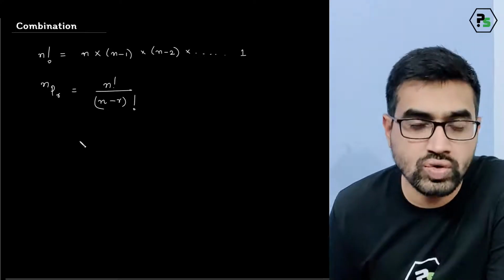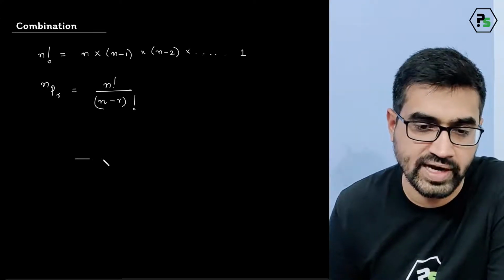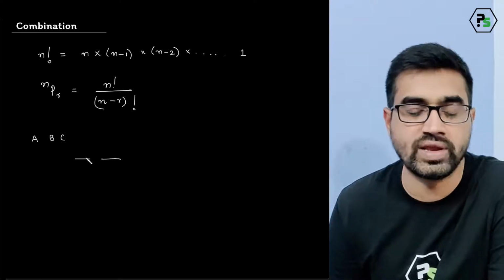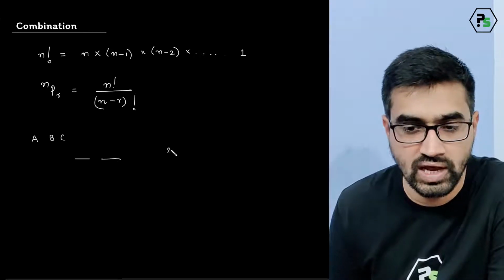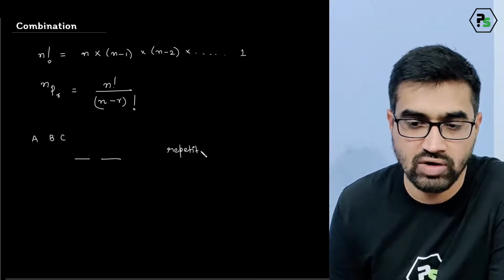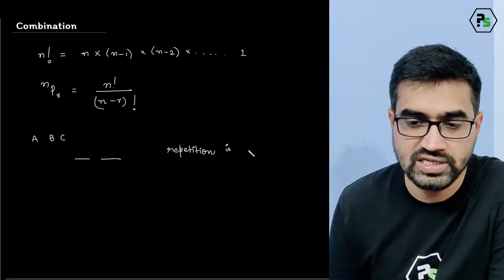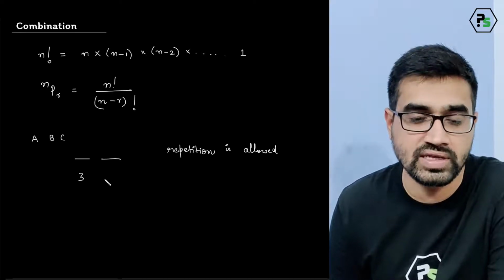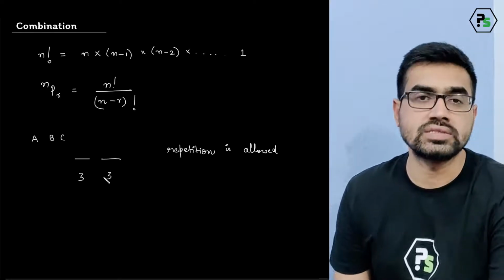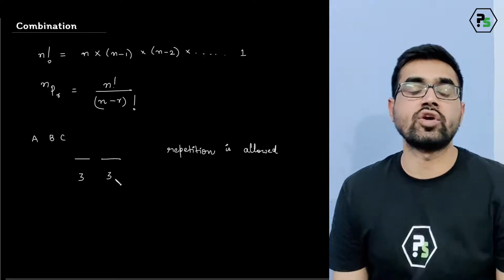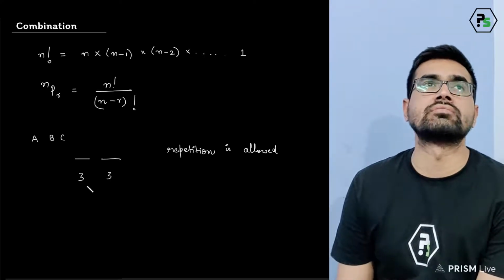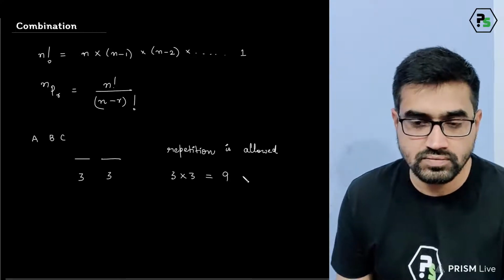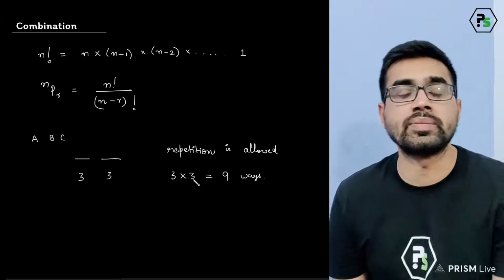Correct. We went through the code question where I give you two places and there are three values that you can fill in these two places, and let's say repetition is allowed. If repetition is allowed, both the places can be filled in three ways, and it's not stopping us. So we just do 3 times 3, which is 9. So there will be a total of 9 ways because repetition is allowed.